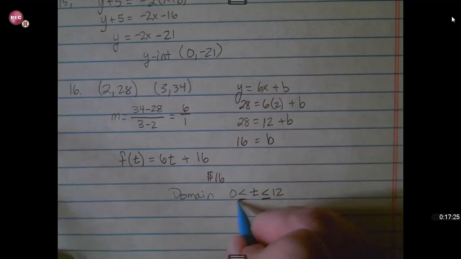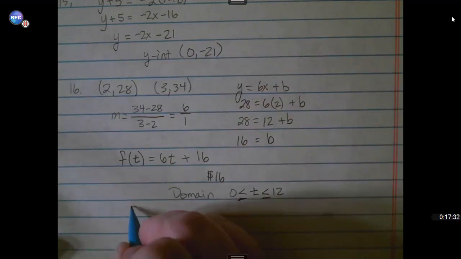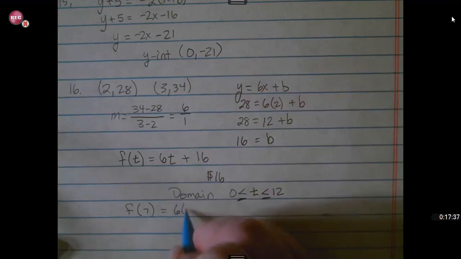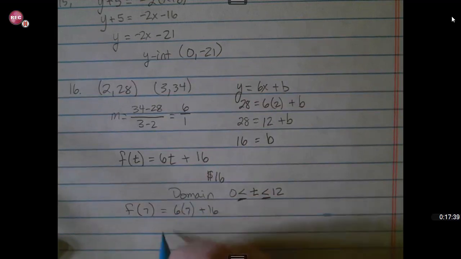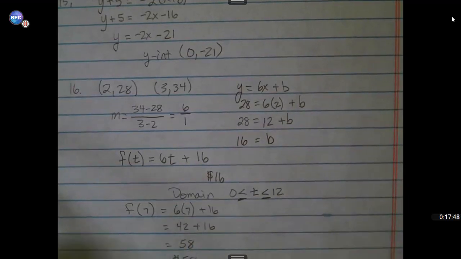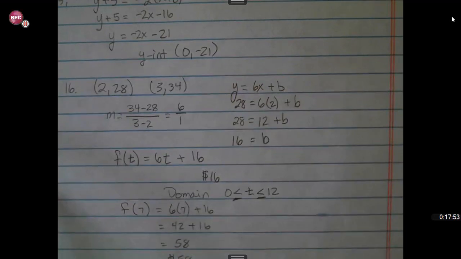And then what would it cost to rent the vacuum for 7 hours? So in other words, find f of 7. So 6 times 7 plus 16 is 42 plus 16, $58 to rent it for 7 hours. Okay, that's it for that one. We answered all the questions.